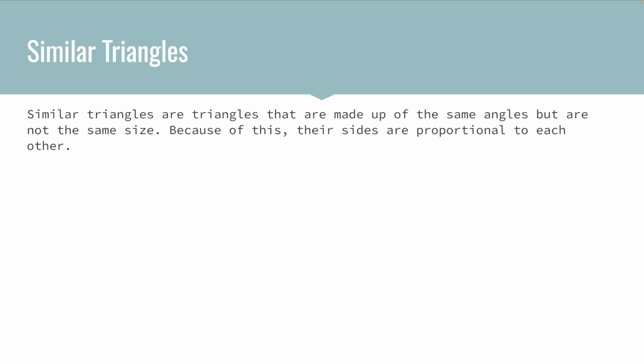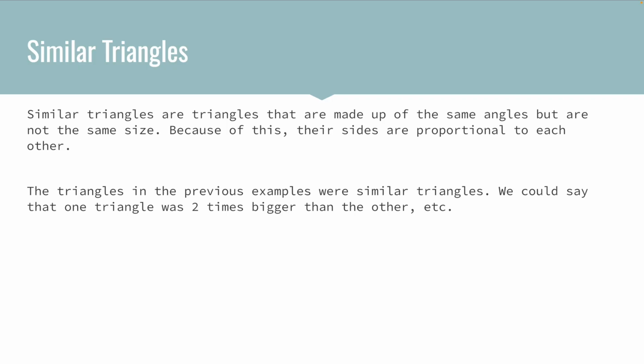Because of this, their sides are proportional to each other. So in order for them to be similar, it has to be the type of situation where the entire triangle is the same in terms of the angles, and it's exactly so many times bigger or smaller. And so because of this, the sides that match up are going to be proportional to each other.